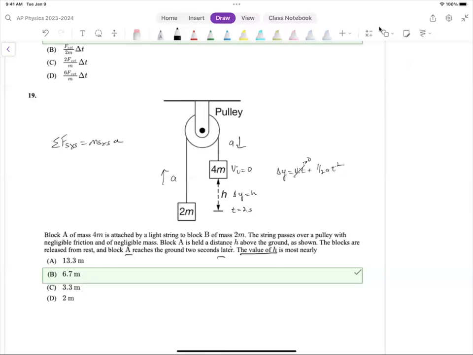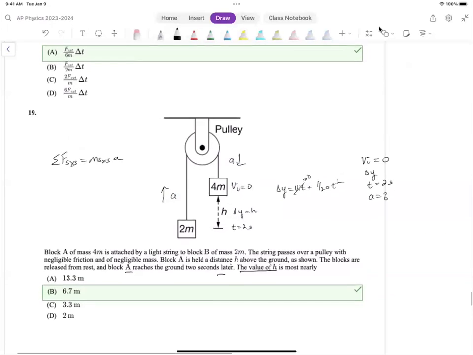So I need 3 things, right? I know that the initial velocity of that 4m block is 0. I know that I'm looking for delta y. I was told that time equals 2 seconds. I only have 2 variables. I need a. So in order to get a, I have to use the fact that I can calculate the acceleration of the system.